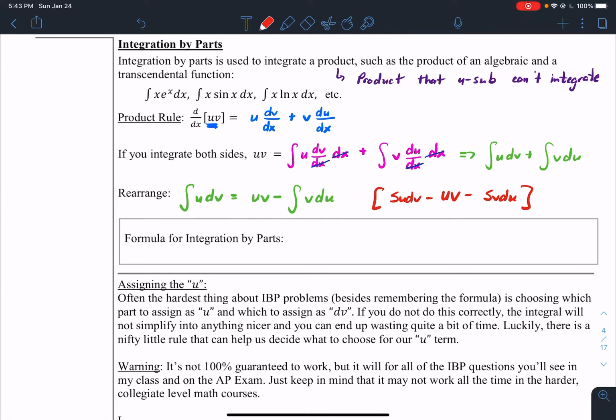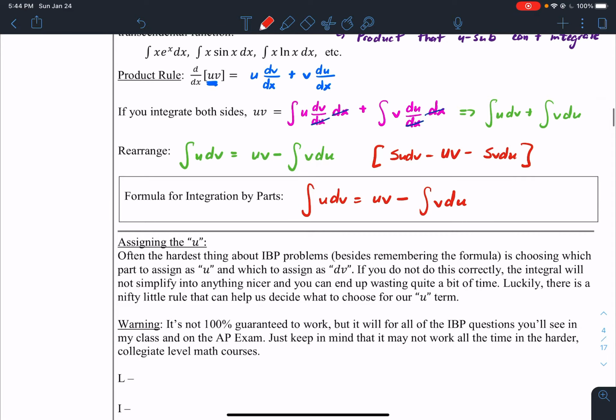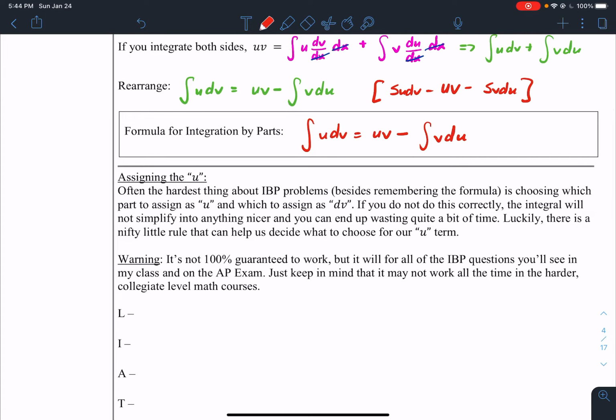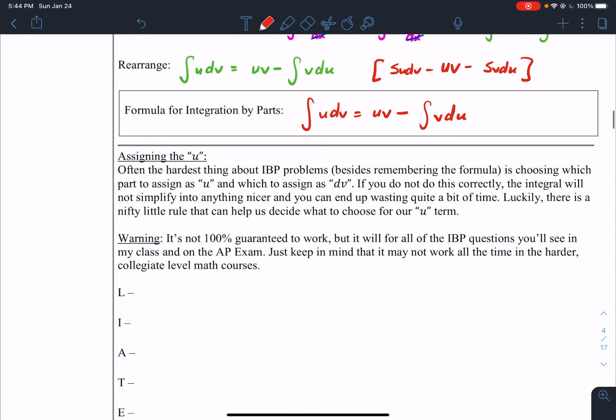So go ahead and write the formula. S U dV equals U V minus S V dU. That way you have that marked off in the correct spot on your notes: formula for integration by parts. Now, the biggest challenge is going to be choosing which part to assign as u and dv. There are some different strategies for this, but this is going to be the biggest trick.